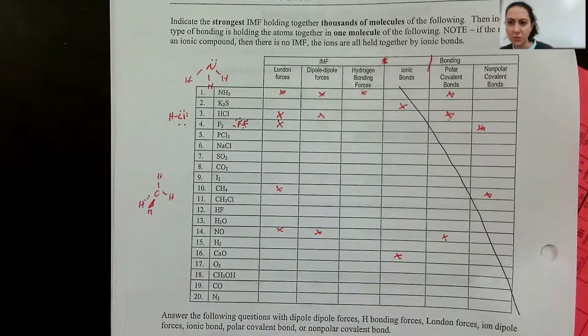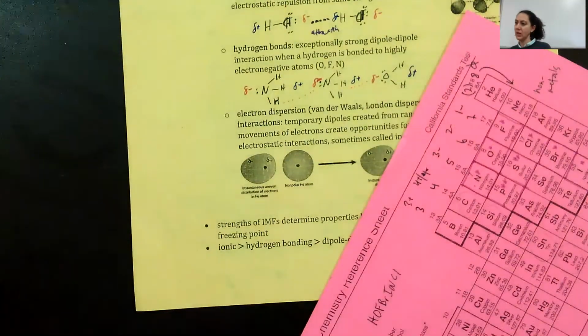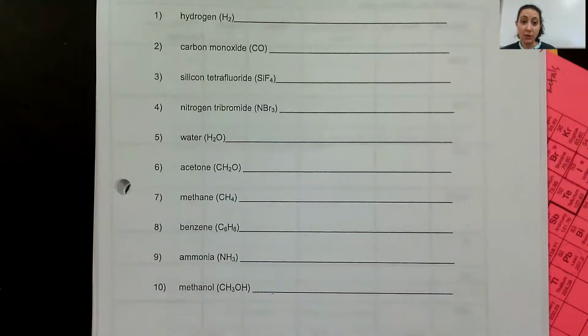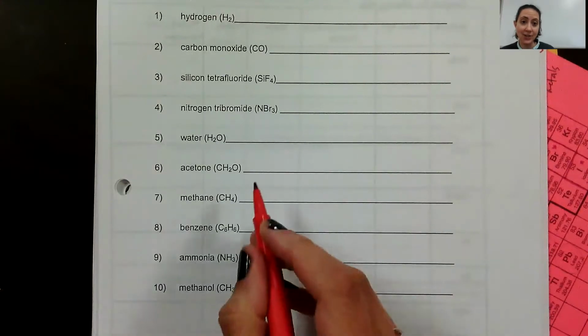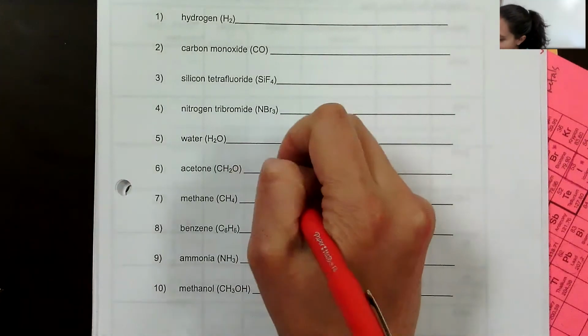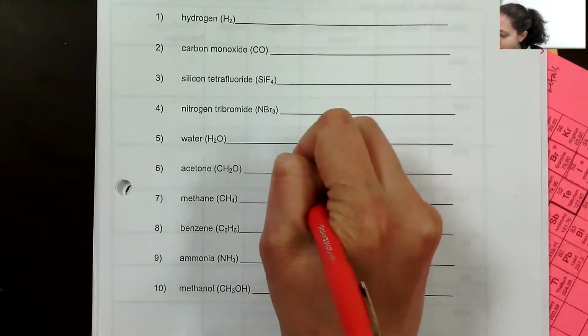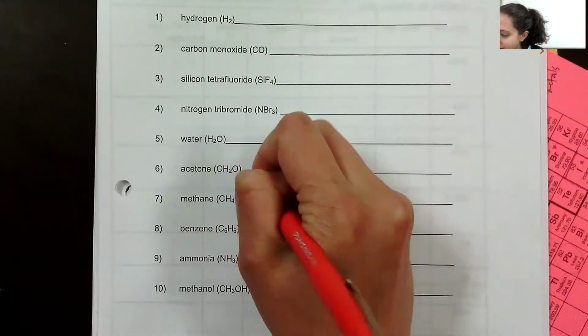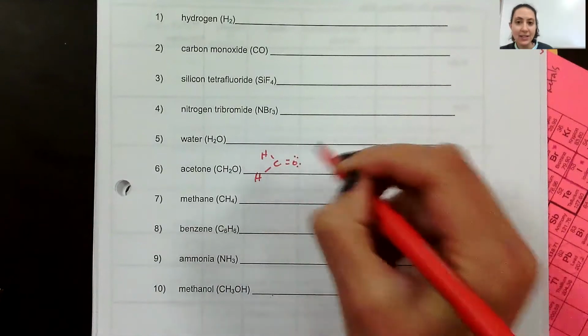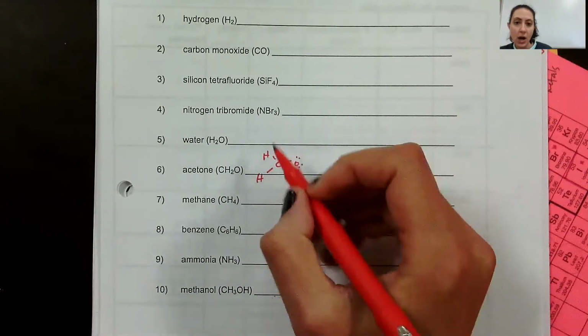Let's take a look at the next worksheet and we'll see what it has. Okay, what's the strongest intermolecular force present for each? So we only need to write down one. I saw acetone. Let's just do that one real quick because that's fun. Acetone, we're going to have to draw the Lewis model. It's that. So this is definitely polar.